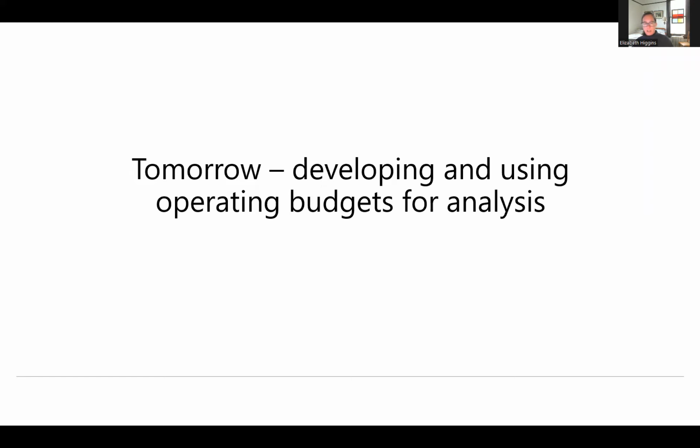I'm trying to break this down into chunks so it doesn't get too tedious. Tomorrow, we're going to start talking about developing and using operating budgets for analysis. That's where we're going to put in a lot of these concepts. We've talked about cost allocation, so let's see how cost allocation could work in an operating budget. Let's see how relevant range could work in developing an operating budget. Are there any questions about any of the concepts that we had today?